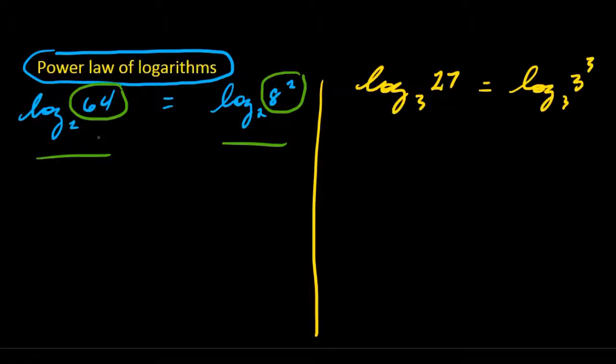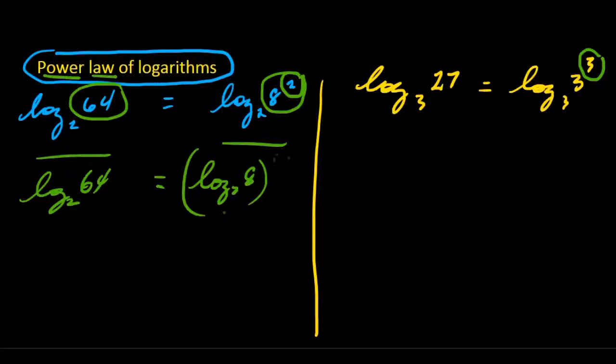Now I asked my students, can you come up with some kind of rule, the power rule, or the power law, given that these two are equal? So what can we do with this exponent that also works for this one? And this is what they came up with. Some of them tried log of 64 equals the log of 8 here, and then they squared that.